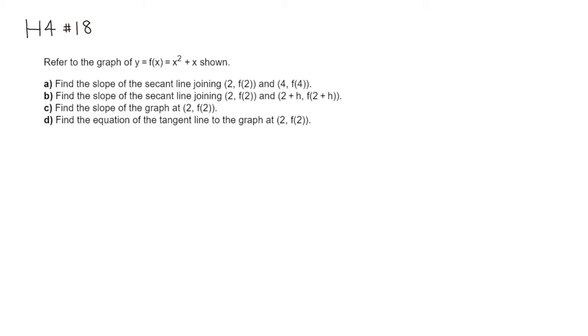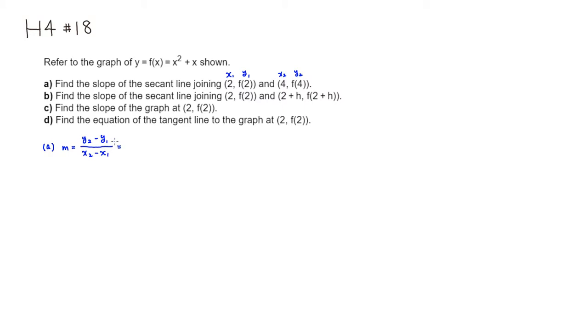For part A, we want to find the slope of the secant line joining 2 comma f of 2 and 4 comma f of 4. We're going to think of this as x1 comma y1, and this is x2 comma y2. For part A, if we want to find the slope m, we just need to find y2 minus y1 over x2 minus x1.